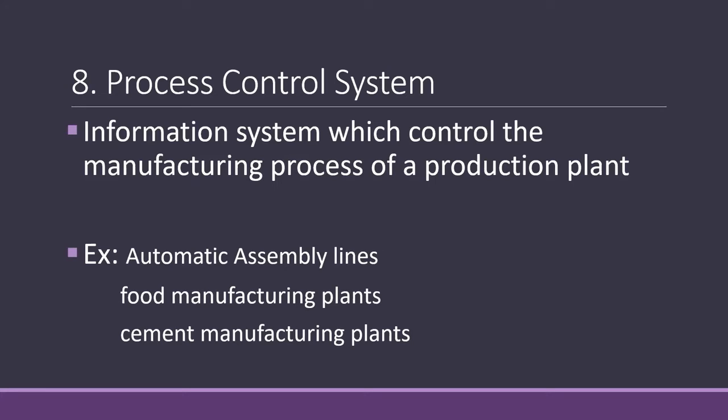The next one is process control system. A process control system is an information system basically used in factories or manufacturing processes, maybe in a production plant. So they are almost embedded or hybrid systems which help the factory processes or the manufacturing processes. For example, automatic assembly lines, food manufacturing plants, cement manufacturing plants. So these systems can automate the manufacturing process with less human intervention.